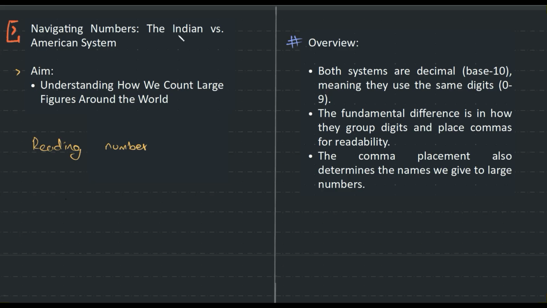Now, both of these Indian and American systems are decimal based. That is, they use 0, 1 till 9. Both systems use this basically. The fundamental difference is in how they group the digits and place commas for readability. The comma placement also determines the name we give to larger numbers.